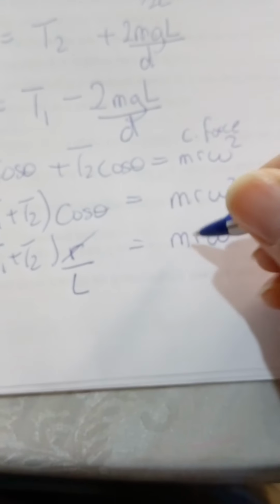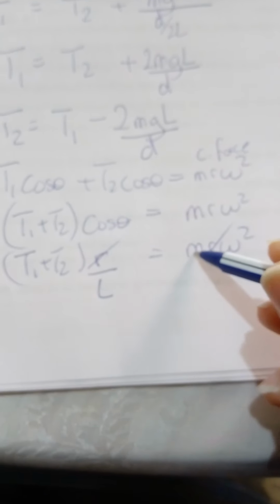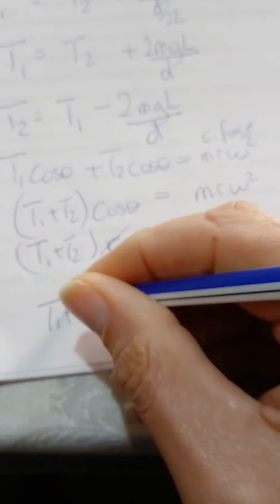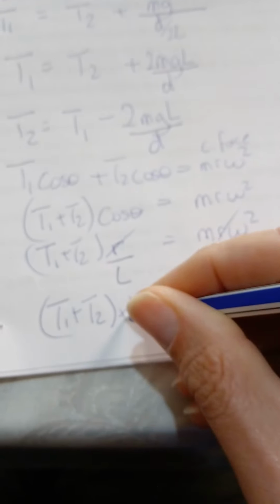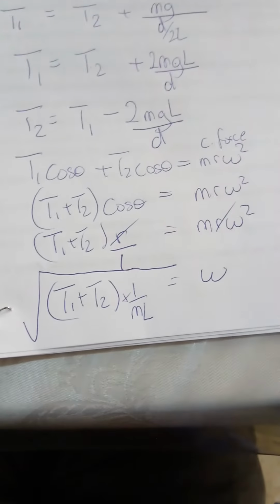We know that cos theta is equal to r on L, so instead of cos theta, I'll write down r on L equals m r omega squared. Radius is common on both sides, so radius cancels. Mass will take it to the bottom, and that will be equal to omega squared. So here we will get T1 plus T2 times 1 over mL equals omega squared, but instead of squared, I'll get square root in this part over here.